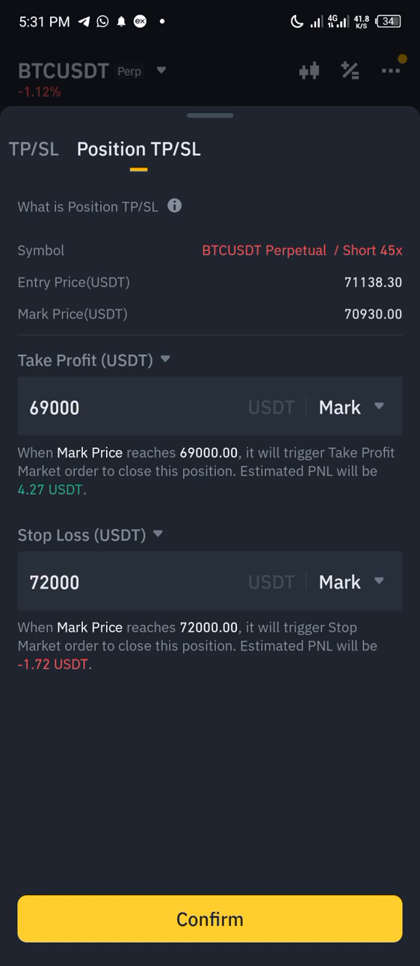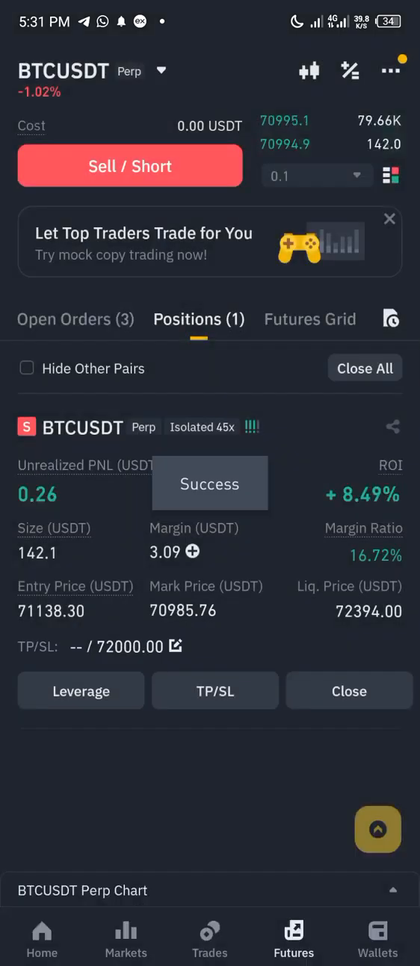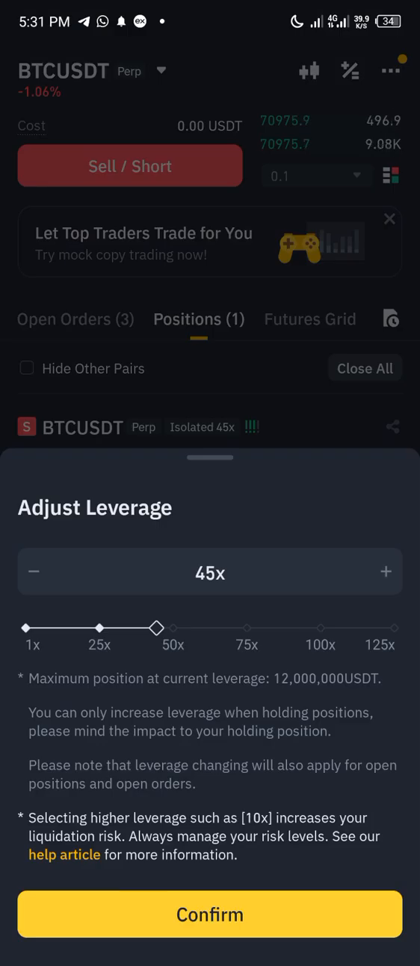So now if the price of Bitcoin reaches this level, which is 72,000 USDT, I'm going to be losing 1.72 USDT from my available balance. I'll just click on confirm. Then I'll click on confirm again. So my take profit or stop loss is already there for me running. And you can also adjust the leverage. When you click on it, you just select the one that you want.